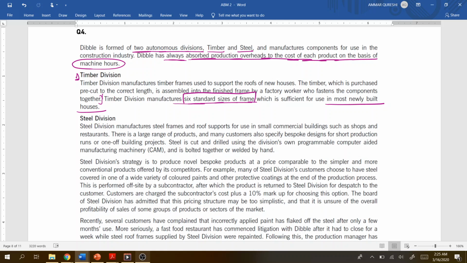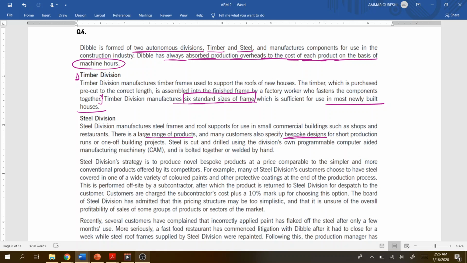Now, what about the second division, which is the steel division? Steel division manufactures steel frames and roof support for use in small commercial buildings such as shops and restaurants. There's a large range of products, and many customers also specify bespoke designs. Now, bespoke design means what? This means that the company is not preparing a standard product. The company does not have a standard design. Whatever the customer's requirement is, we usually try to provide that requirement.